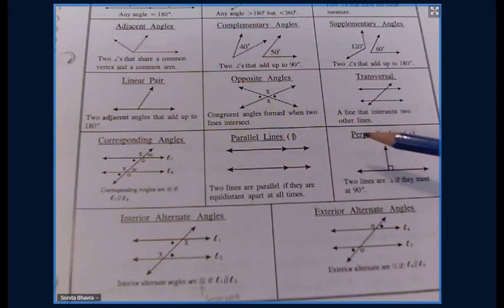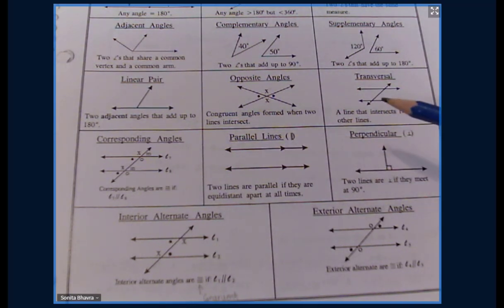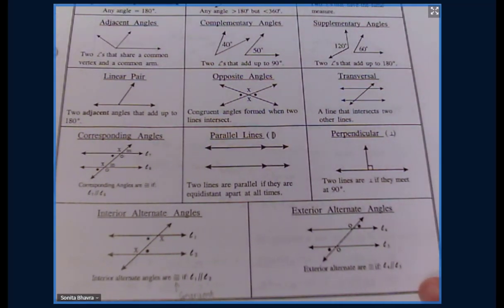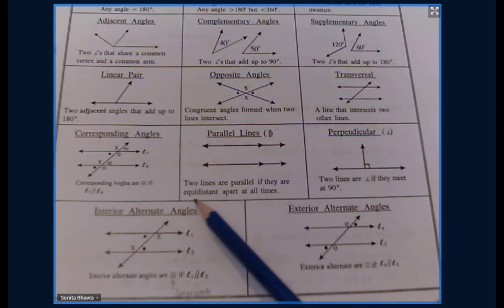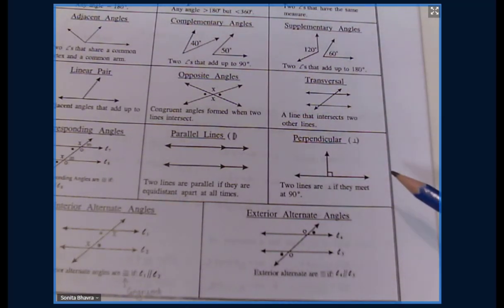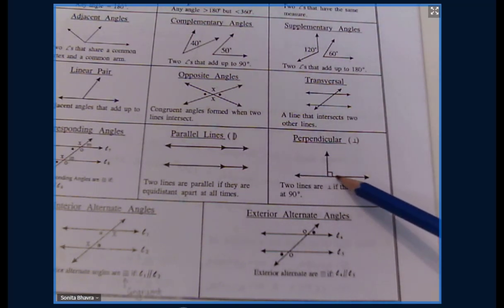Parallel lines are two lines that are parallel. It's represented by two lines like this. That means parallel. Parallel lines will never intersect each other. They'll always remain the same distance apart. That's what it means here. They're equidistant apart at all times. Two lines are perpendicular if they meet at 90 degrees. All right, so this line here is perpendicular to this line here, and it's making a 90-degree angle.